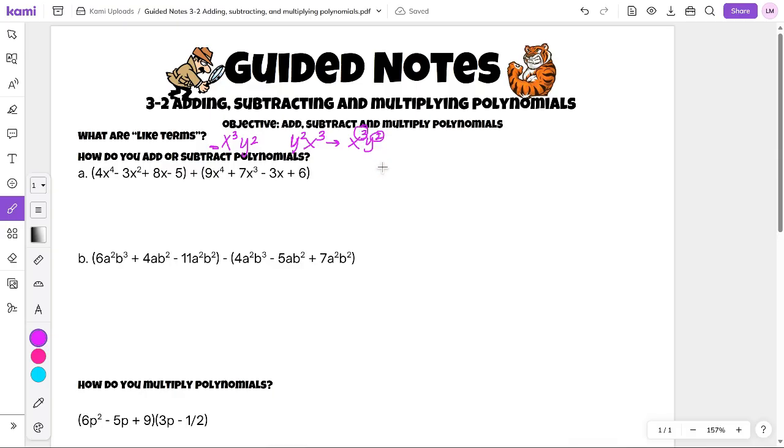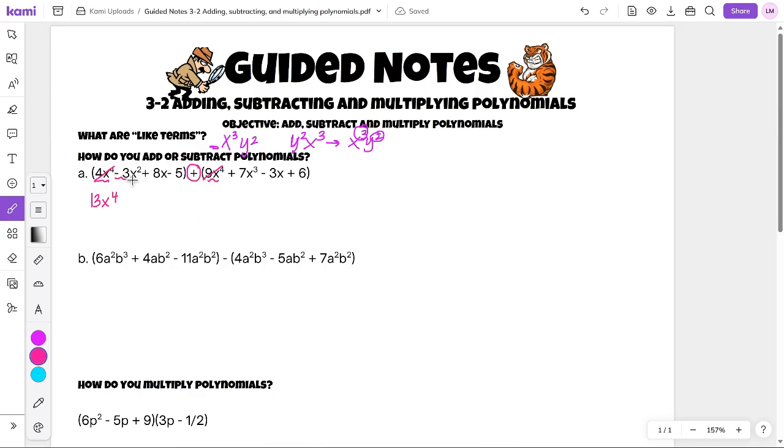And when they are, I add the numbers that are in front or I subtract them depending on the sign. So let's check out this first one on A. We are going to add, because that's what it says in between the two parentheses. So I am looking for other x to the fourths, and I have another one over here. So 4 plus 9 is 13x to the fourth. So my variables do not change. I am just combining like terms.